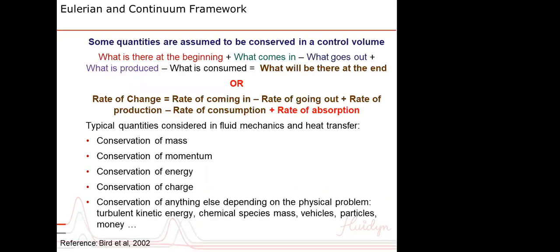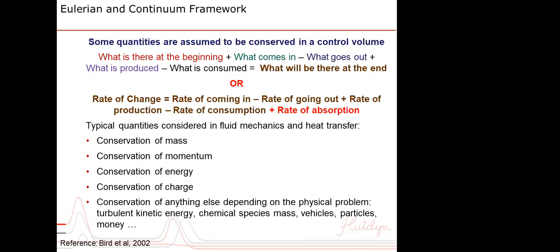Just to revise what is the Eulerian or continuum framework. In this case, as you have already seen in the previous lectures, the whole domain is divided into small control volumes, and the attention is focused on the control volume. For each control volume, we look at what is there at the beginning of a time step, and then what is coming in, and then what is going out, plus what is produced and what is consumed. And that should be equal to what will be there at the end, which is of our interest.